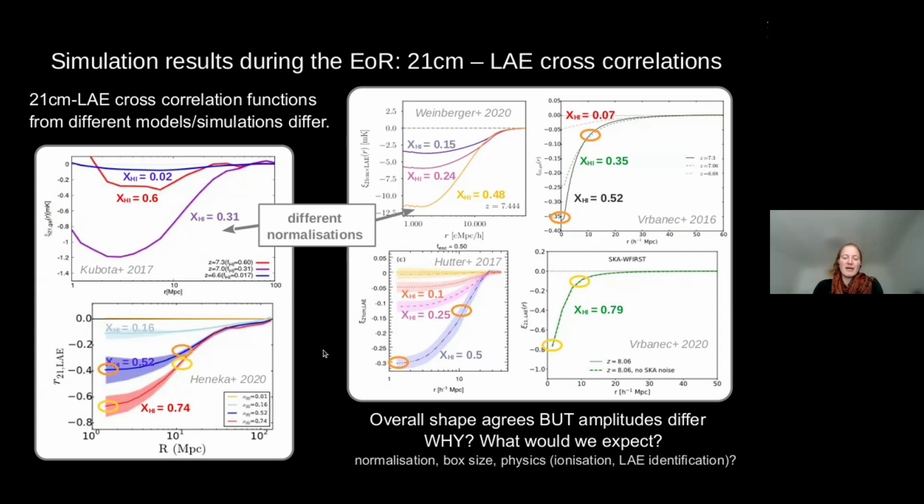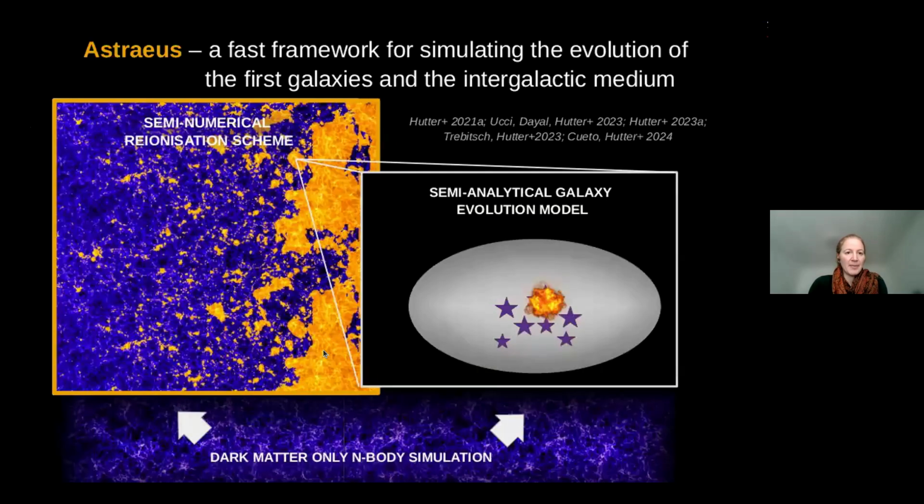And to do this, I decided I want to do two different reionization scenarios. So going back to my original question, did more the bright or the faint galaxies drive reionization? And to do this, I used the Astreos framework. And for those who are not familiar with this, essentially what the Astreos framework is, it couples a dark matter only n-body simulation to a semianalytic galaxy evolution and a semi-numerical reionization scheme.